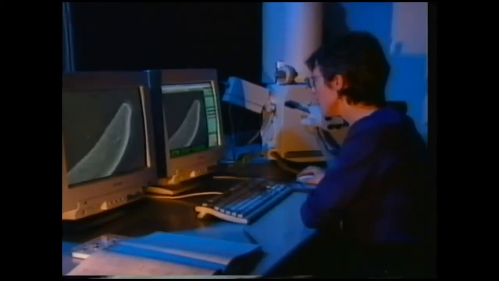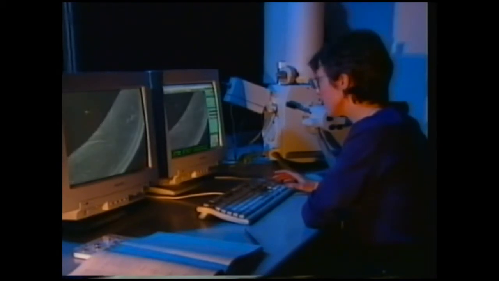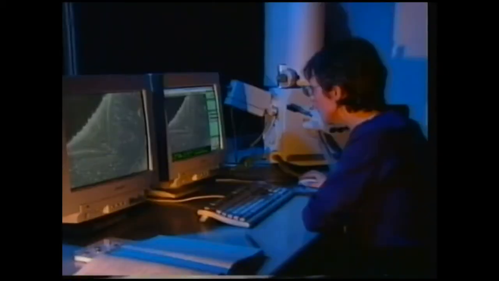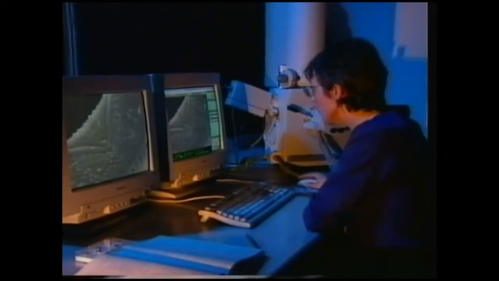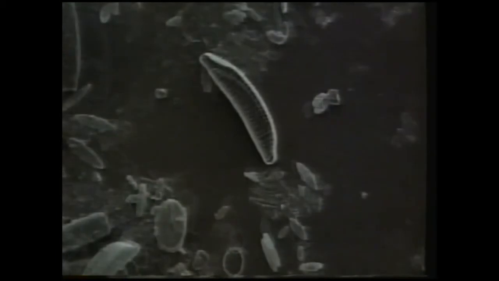Scientist Eileen Cox is researching into the life of a mysterious and little-known organism called a diatom. Diatoms consist of a single cell which grow an outer shell. It's the characteristics of the shell that tells them apart, and these can only be seen under an electron microscope.